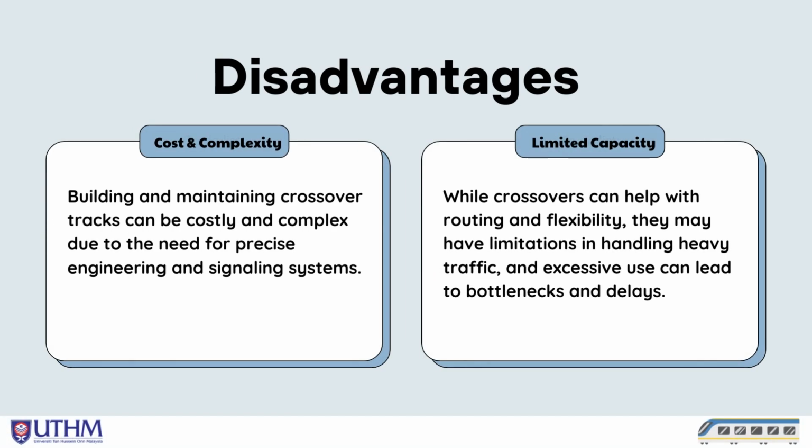Next are the disadvantages. First is cost and complexity. Building and maintaining crossover tracks can be costly and complex. This is due to the need for precise engineering and also signaling systems. The second disadvantage is limited capacity. While crossovers can help with routing and flexibility, they may have limitations in handling heavy traffic, and excessive use can lead to bottlenecks and delays.